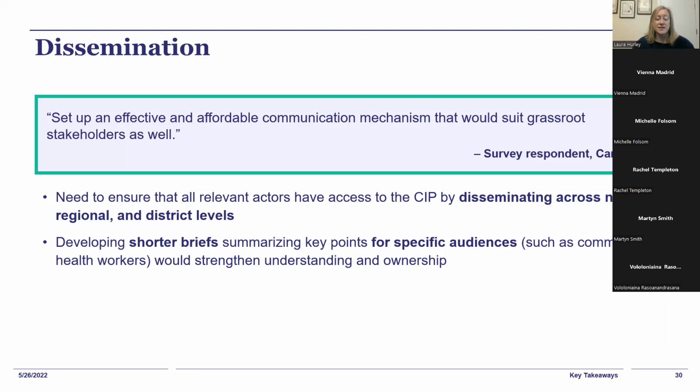So ensuring the engagement of relevant stakeholders at decentralized levels of the health system, as well as stakeholders outside the health system, remains a challenge. Thus, respondents from both of our activities made recommendations regarding improved dissemination of the CIP. A Cameroonian survey respondent suggested setting up an effective and affordable communication mechanism that would suit grassroots stakeholders. Others suggested developing short briefs or other tools for specific audiences that would summarize key points in the CIP relevant to them.